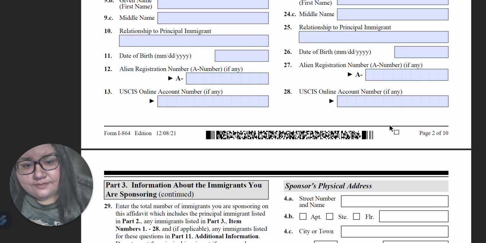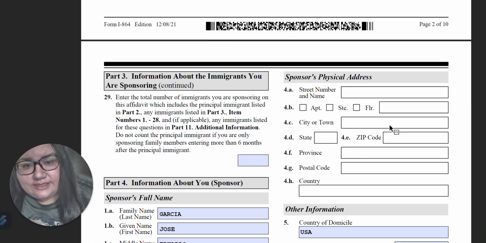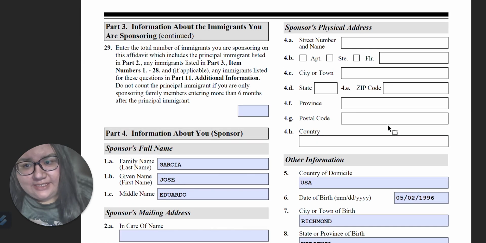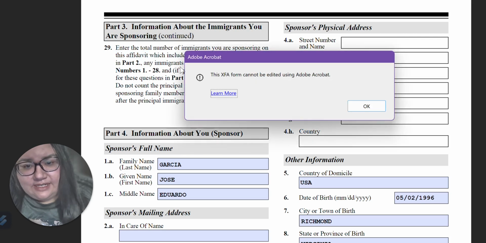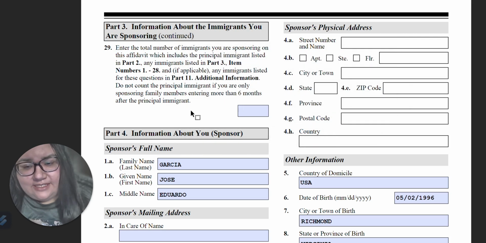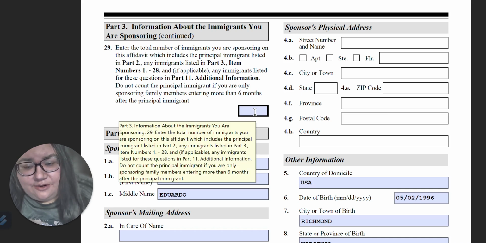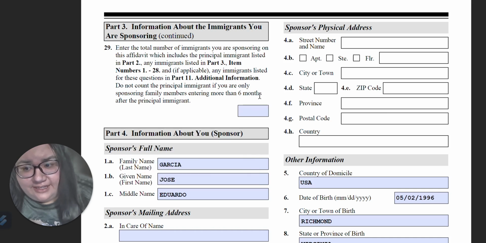And here we have page 3. Page 3, part 3 actually continues here, and question 29 asks, enter the total number of immigrants that you're sponsoring on this affidavit. That's important, this affidavit. So if you've sponsored someone in the past, don't worry, you're not going to count them here. So in this scenario, Jose is sponsoring his wife, Fulanita. So he's just sponsoring one person, Fulanita. So we're going to go ahead and put a 1 here.